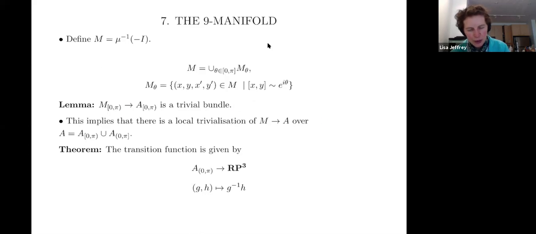So we just need to study the trivialization over subsets where theta is less than pi and where theta is bigger than 0. You get a transition function for their intersection, which is where theta is between 0 and pi, not equal to 0 or pi. We're thinking of this as a subset of G cross G. And the transition function is just the map that sends (g, h) to g inverse h.